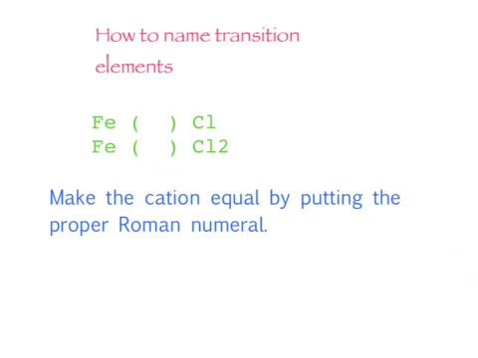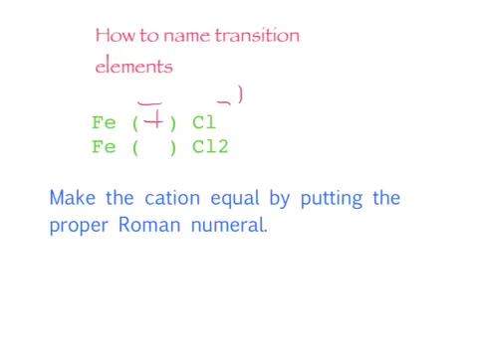Now we're going to learn how to name transition elements. The transition elements are on the d orbital. They're in the middle of the periodic table. Here you've got to make the cation equal by putting the proper Roman numeral in the name. So if I have FeCl, the net charge of Cl is -1, and I only have one of them. The Fe will be Roman numeral 1.